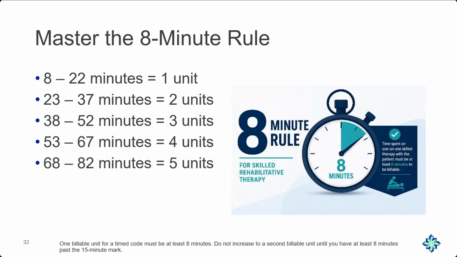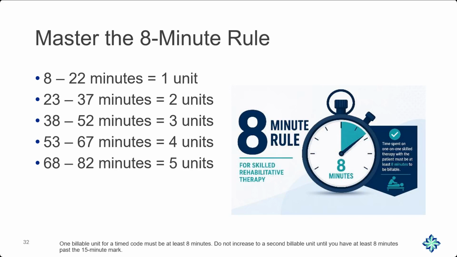I encourage you to master the 8-minute rule. Remember, when it comes to taking your time codes and reporting those on your bill as units, you must take into consideration all time spent for all of your time codes. So if you provide, in this example, 8 minutes of 97110, 8 minutes of 97530, and 8 minutes of 97116, in this example, you have a total of 24 minutes.